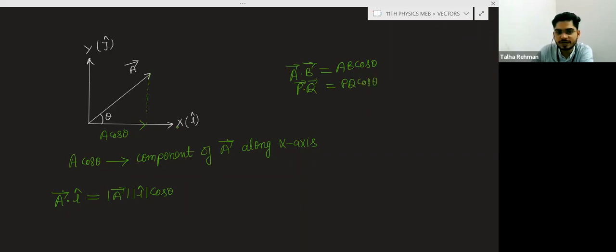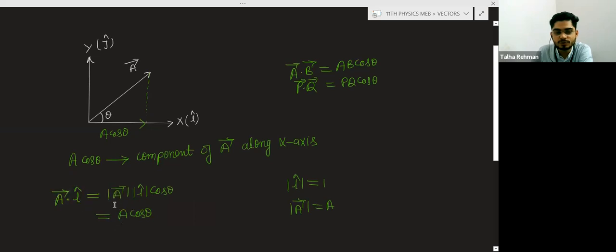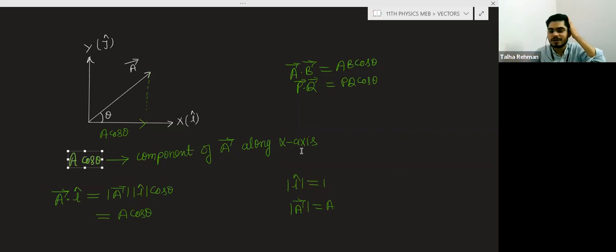In the same way, A dot I is magnitude of A times magnitude of I times cos theta. And the I vector is the unit vector, so the magnitude of I is 1. Now open this: this will become A cos theta, because this vector A can be written as A also. So A dot I cap is equal to A cos theta. And what is A cos theta here? A cos theta is the component of vector A along the x-axis. So you can say that with the dot product of vectors, we can calculate the component of one vector over another vector.